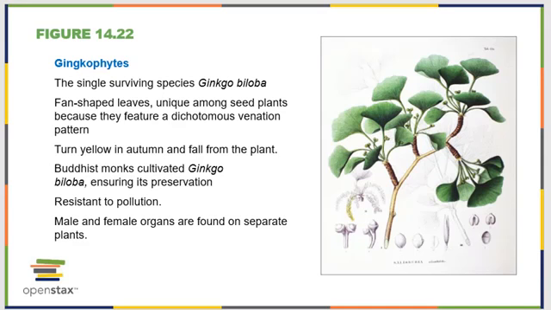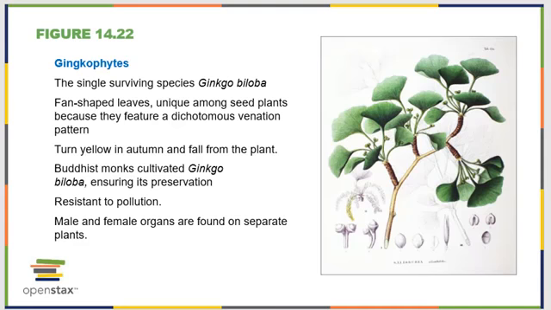The only surviving species of this group is Ginkgo biloba. They're really easily recognizable for their fan-shaped leaves, which is really unique among seed plants because they have a really specific vein pattern if you ever look at the back of them. They're really pretty in autumn, and they fall to the ground, which again is a little different for the gymnosperms.